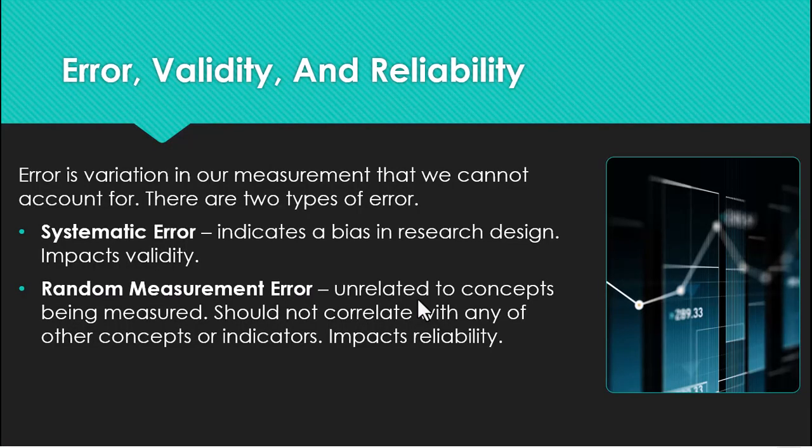So why do we care about reliability and validity? Well, reliability and validity are directly connected to the sorts of error and mistakes we can have in our research. Error is variation in our measurement that we cannot account for, and there are two types of error. There is systematic error, which indicates a bias in our research design and is usually caused by some sort of issue with our validity. And we have random measurement error, which is unrelated to the concepts being measured. It doesn't have any relationship to validity. It is usually caused by unreliable indicators or unreliable measures.